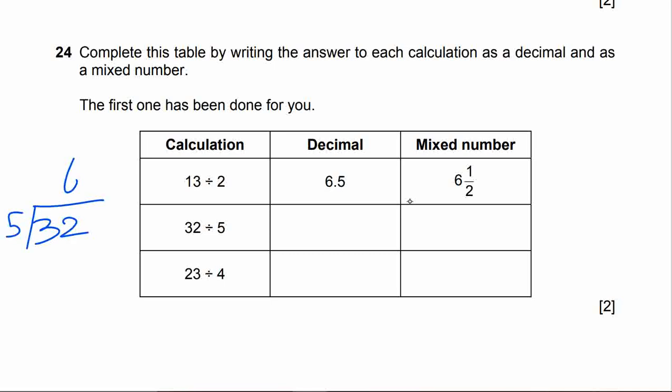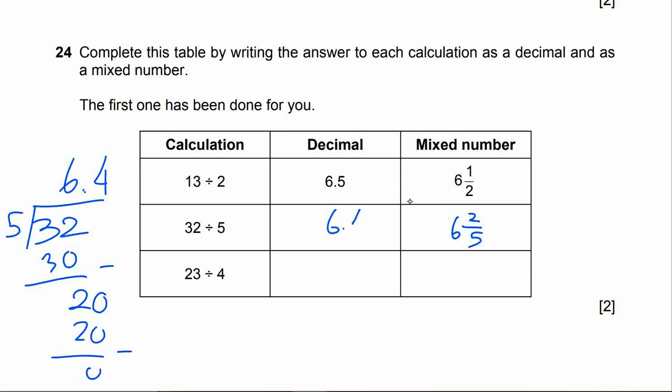5 times 6, you get 30. You get 2, so 2 by 5. We know 2 by 5 is... If we continue, we'll put a dot and 0. When we put the decimal point, we can put 0 here. 5 times 4 is 20. This will be 6.4.